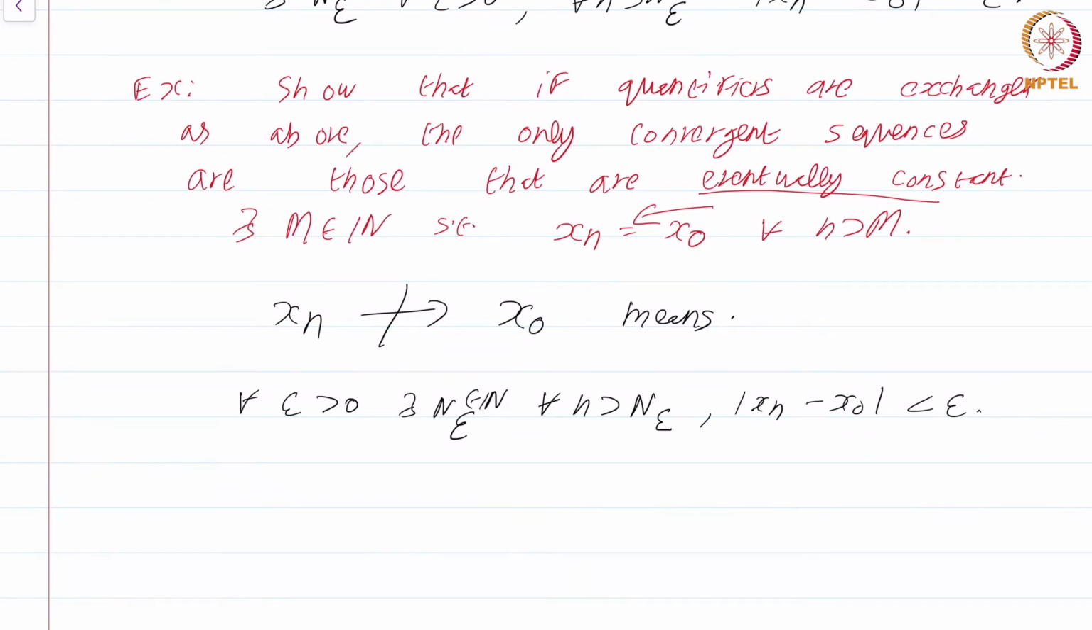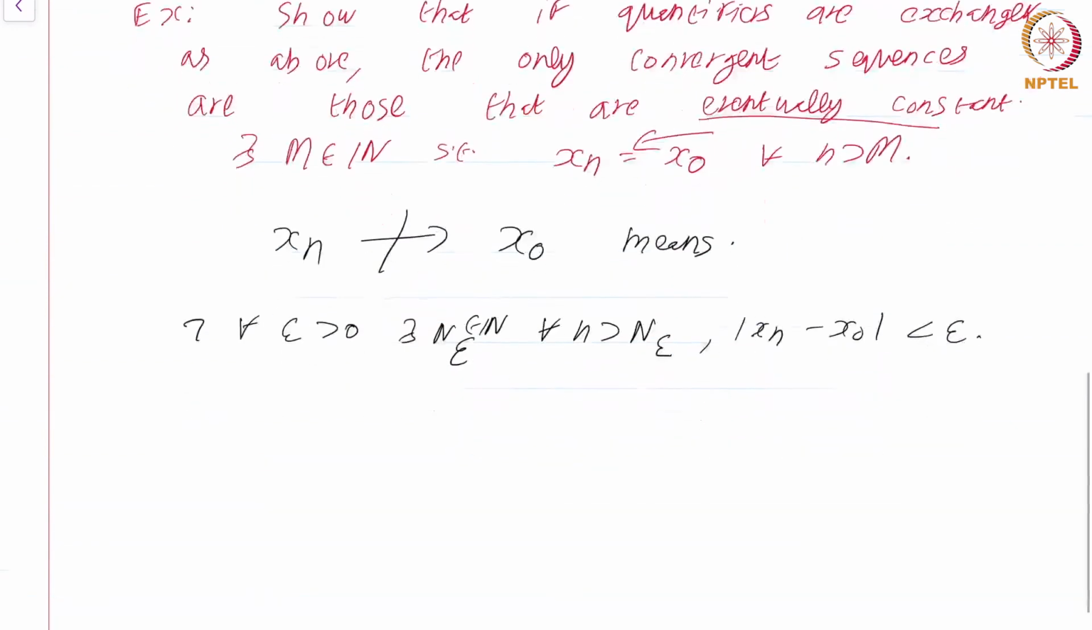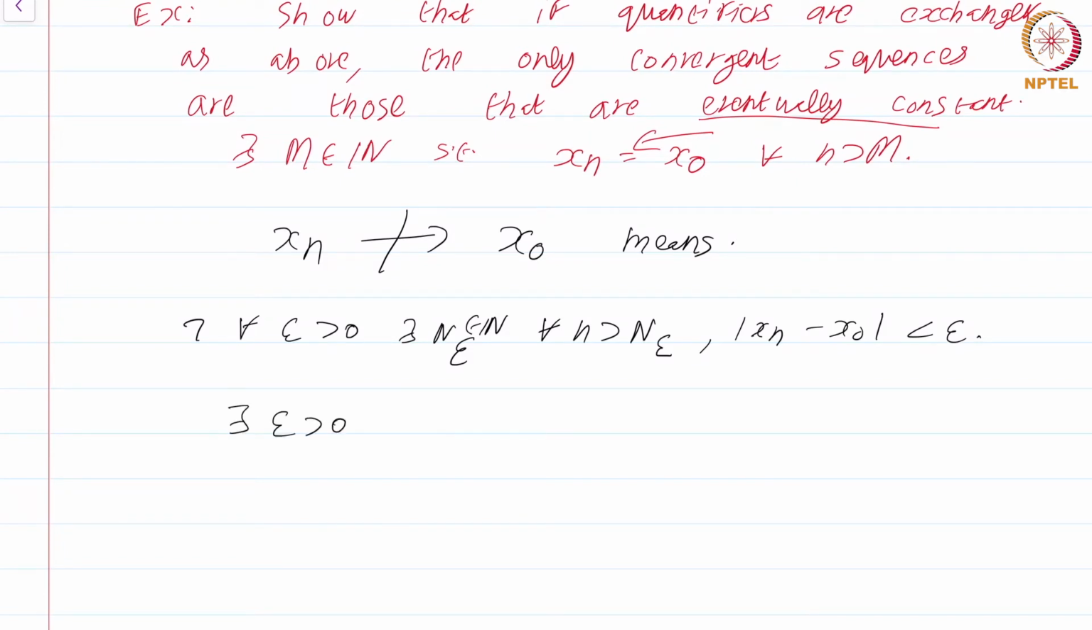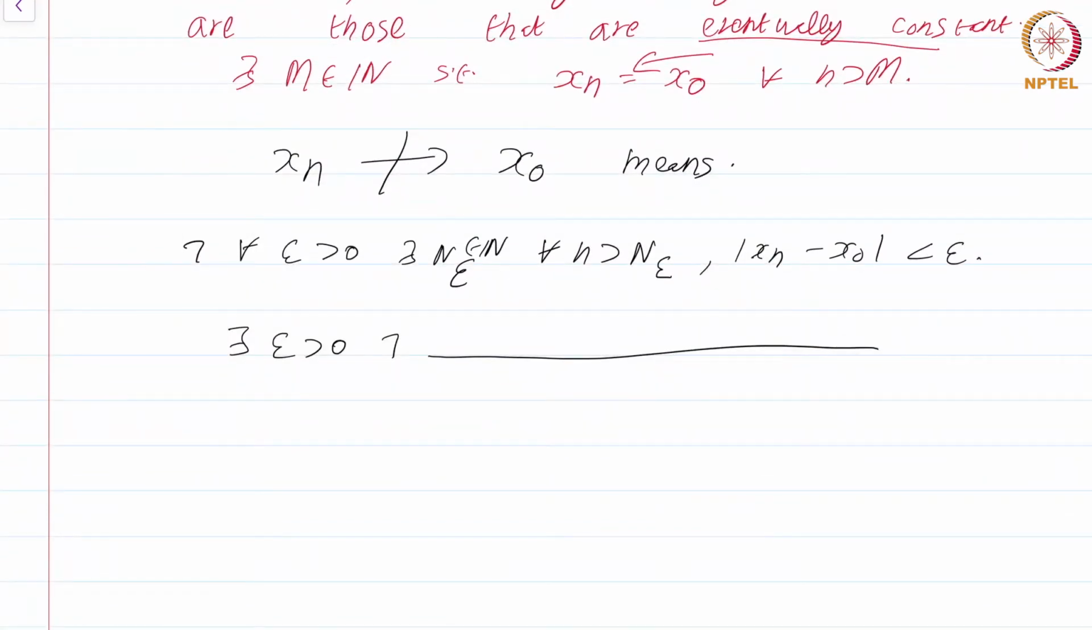The best way to do it is to keep pushing the negation inside. When you first push the negation inside the for each epsilon greater than 0, what we get is there exists epsilon greater than 0, then negation of the rest of the statement. Now you push it inside the part there exists n epsilon in N. So that will give you there exists epsilon greater than 0 for all n epsilon in N, then negation of the rest.